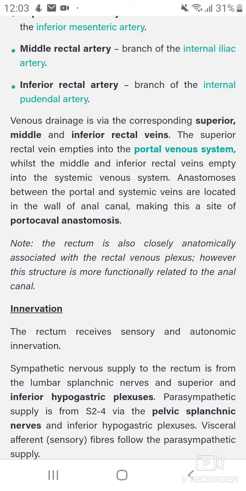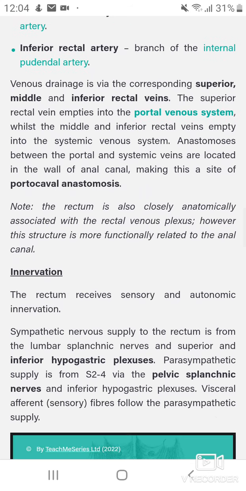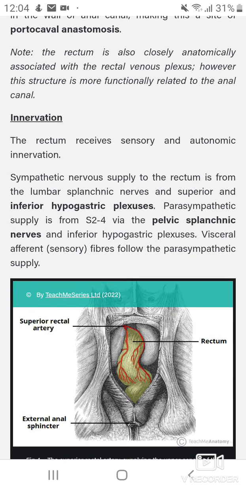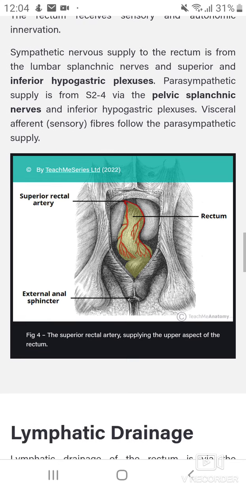Innervation: the rectum receives sensory and autonomic innervation. Sympathetic nervous supply to the rectum is from the lumbar splanchnic nerves and superior and inferior hypogastric plexus. Parasympathetic supply is from S2 to 4 via the pelvic splanchnic nerves and inferior hypogastric plexus. Visceral afferent sensory fibers follow the parasympathetic supply. You can see in this picture superior rectal artery, rectum, and external anal sphincter.